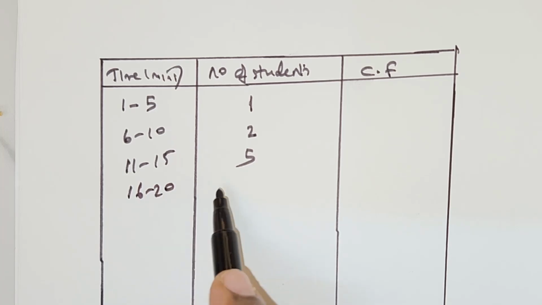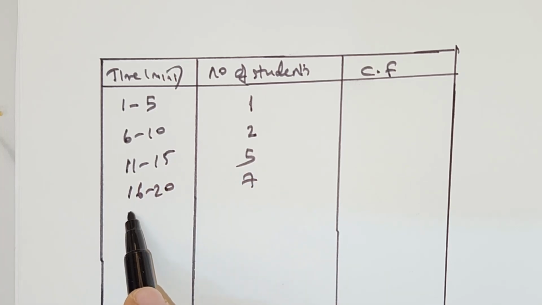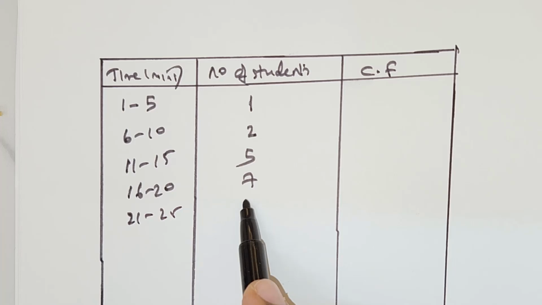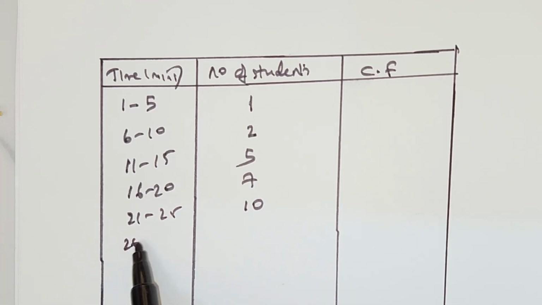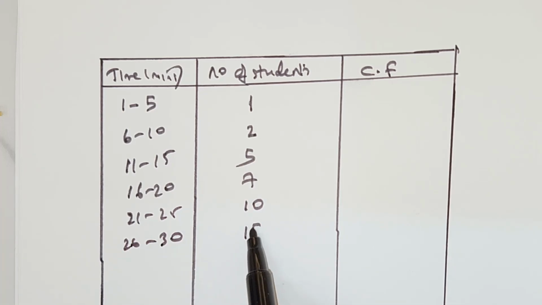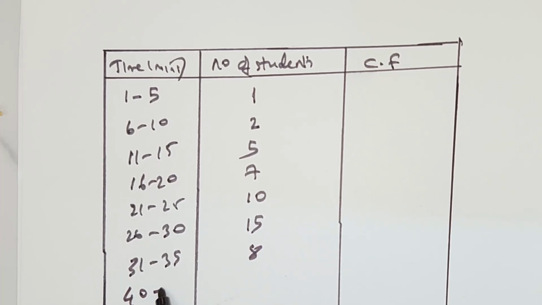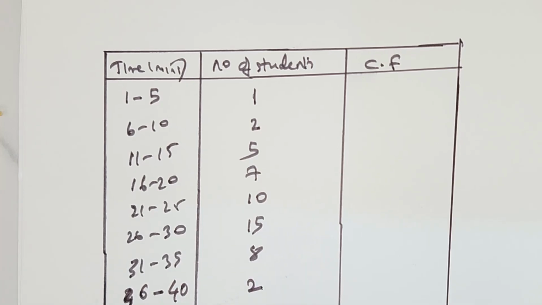16 to 20 is 7, 21 to 25 is 10, 26 to 30 is 15, 31 to 35 is 8, 36 to 40 is given to be 2. Now we will have to get the cumulative frequency.